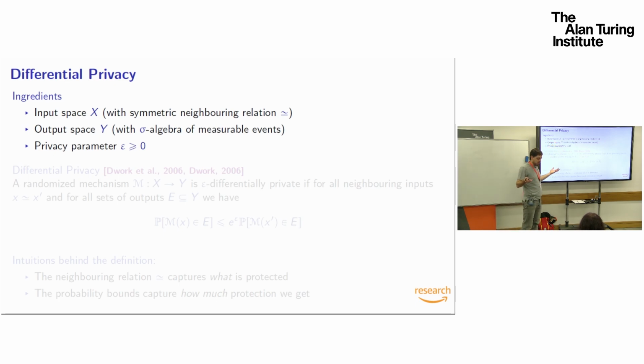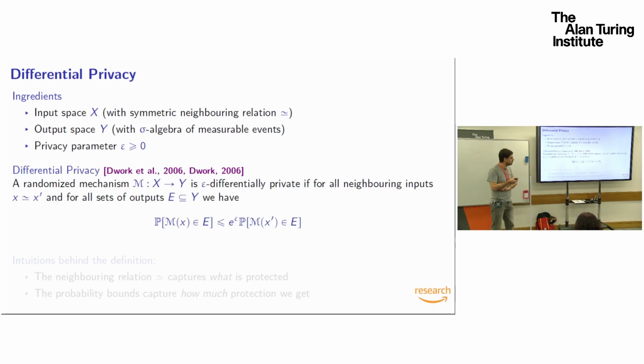So X is the space of databases, and we're going to do some data analysis, and we're going to provide some output. And the output is going to come from some space Y. And on Y, we're going to deal with probabilities, so we need it to be equipped with a sigma algebra of measurable events. So we can make Y into a probability space. And then there's one parameter, epsilon, which is going to be non-negative. And this is going to be this knob that I was talking about when we were managing expectations.